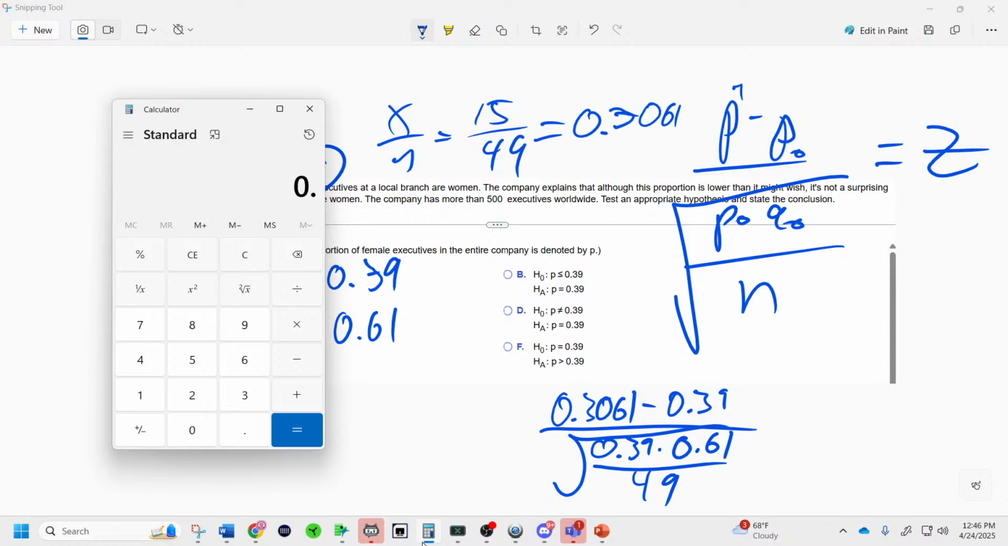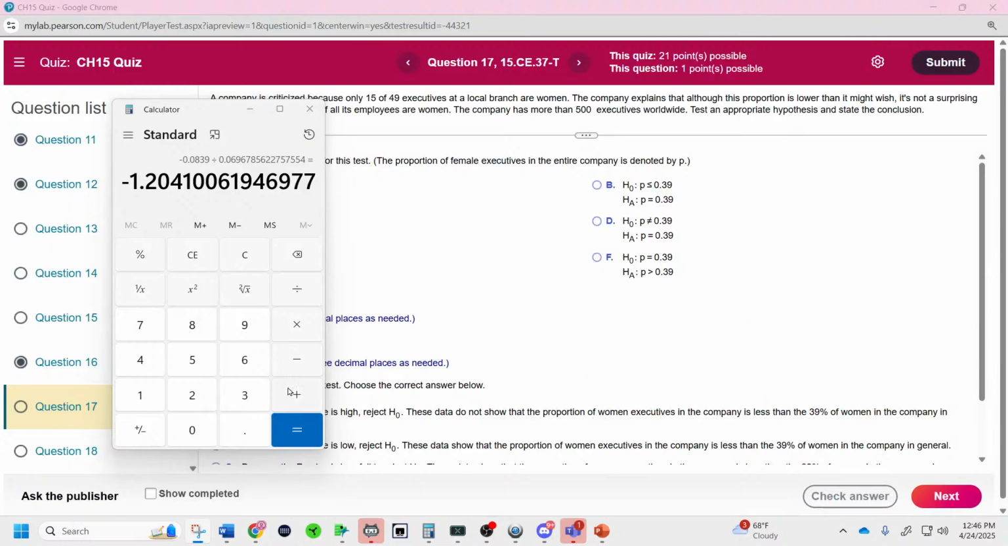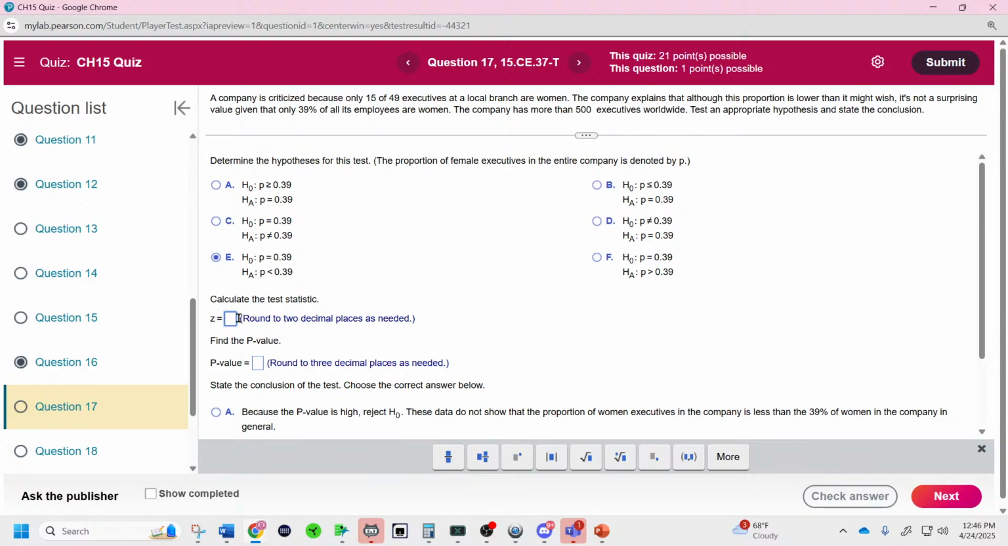I'm going to keep that. 0.39 times 0.61 divided by 49. And there we go. 0.3061 minus 0.39, and the z-score is negative 1.2041. And we can copy that. And there's the z-score.